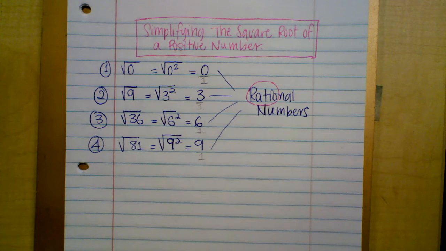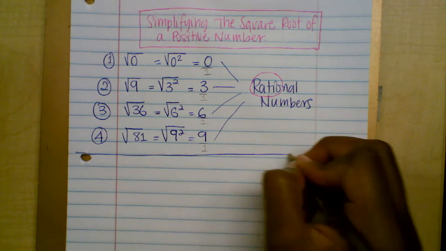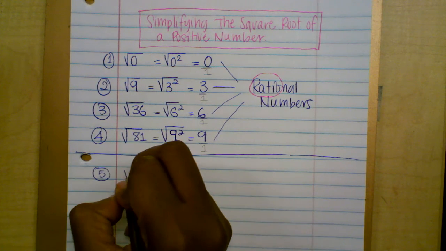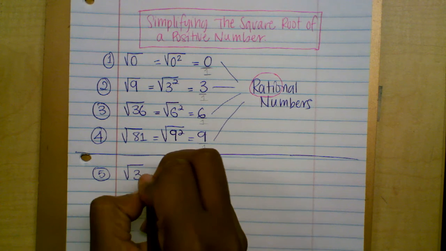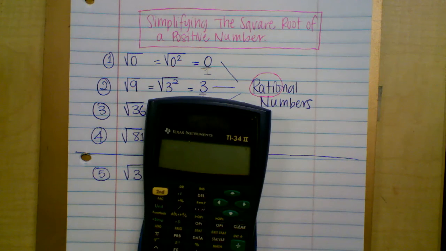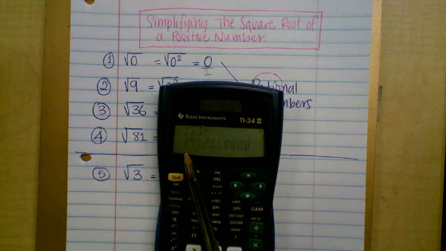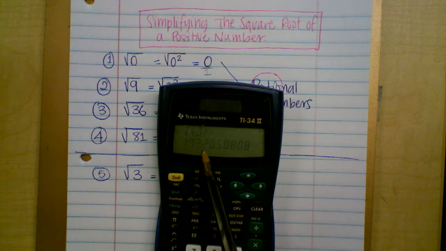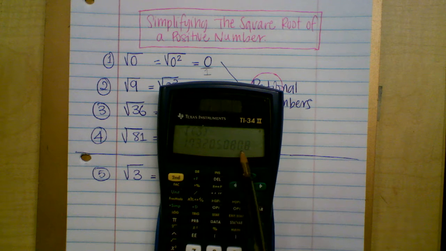Okay, so now let me give you another example. Number 5. What is the square root of 3? 3 is not a perfect square, and if I used a calculator to compute the square root of 3, you will see that the decimal keeps on going: 1.7320 and so on. The calculator can only hold a certain number of digits, so that's why it stops. The last digit is 8, right?